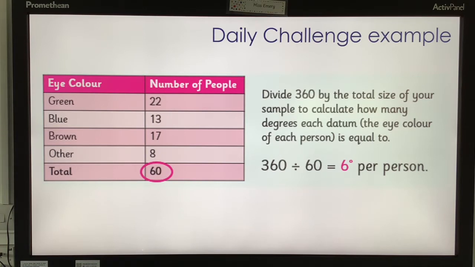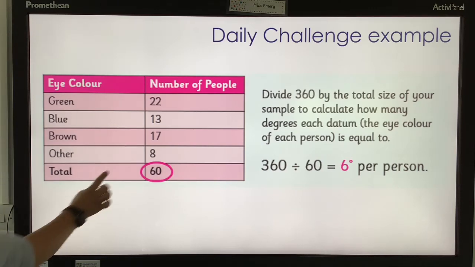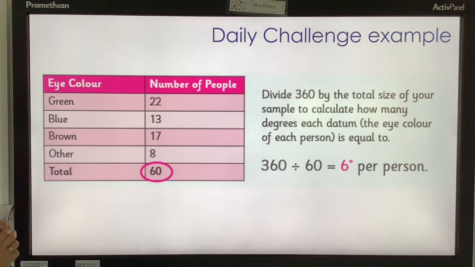So if you had one person, your segment would just be 6 degrees. If you had 10 people, your segment would be 60 degrees. Because you have worked out by doing 360 degrees divided by our total number of people, you've worked out how many degrees each person has.